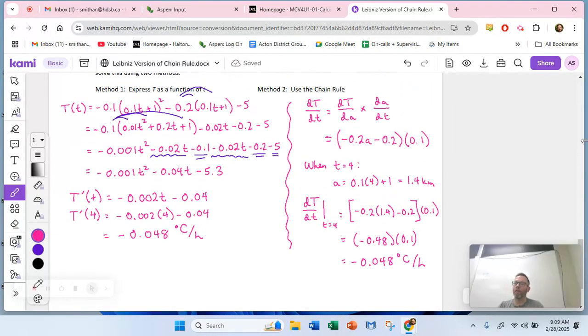Which method do you prefer? Method one was a bit more grindy, but the skills you use are kind of just expanding and simplifying. That was the trickier part, if you want to call it that. Method two, I think, was pretty slick. However, it does require pretty good knowledge of using the chain rule. So in practice, you guys can pick.